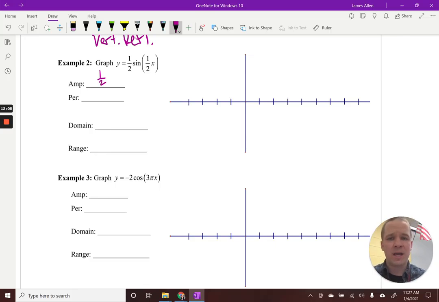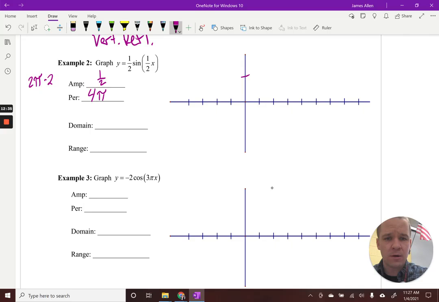And then I've got my period. How do I find my period again? That's going to be 2 pi divided by this 1/2 right here. So I'm going to multiply by 2 over 1, or just by 2. So I end up with 4 pi. I'm going to deal with my domain and range afterwards once I see that graph. I think it's nice to be able to see the graph. So let's go for it.